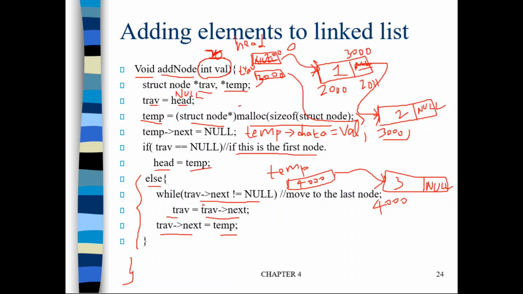Then again we check, while traverse arrow next not equal to null. Now traverse is pointing to the second node. Is the second node's next null? Yes, it is null. Then it will come out. After coming out, what will it do? Traverse arrow next is equal to temp. What is traverse? Traverse is the second node. What is the second node's next? This part, which is equal to temp. What is temp? 4000. So this null will now be replaced with 4000. It means that now the second node is pointing to the third node.